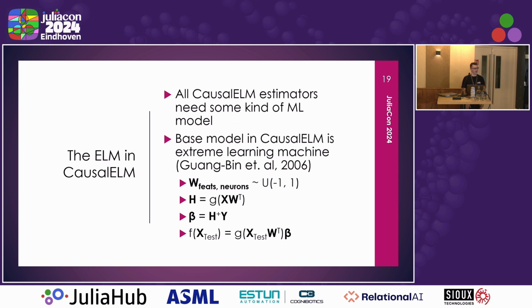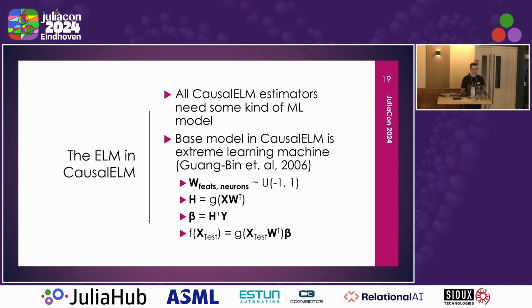And so we've been talking about, at least in the case of double machine learning and doubly robust estimation in CausalELM, they rely on some sort of machine learning model, right? And I didn't really specify what that was. I just said some machine learning model. But the ELM in CausalELM is that machine learning model. It's the base model that CausalELM relies on, an extreme learning machine. And the way an extreme learning machine works is it's a single layer neural network, but it does not use gradient descent. It actually uses randomized weights.